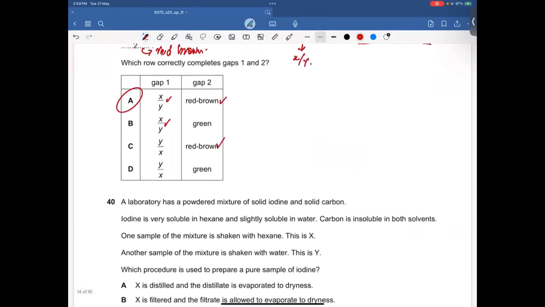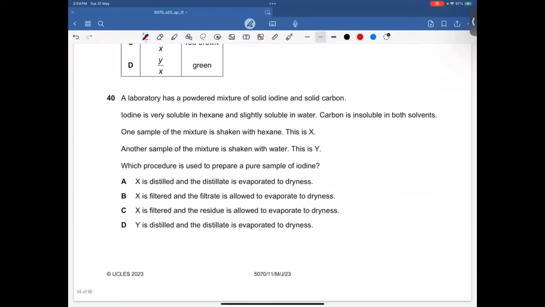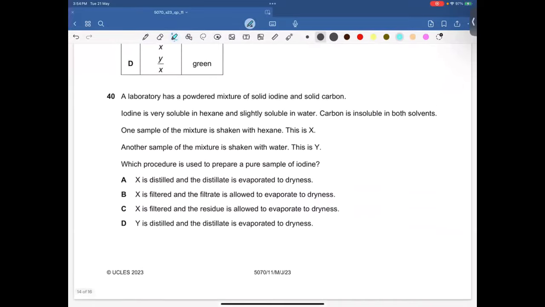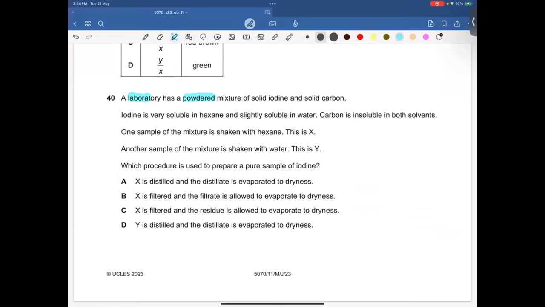All right, question number 40, that is going to be the last question. A laboratory has a powdered mixture of solid iodine and solid carbon. Iodine is very soluble in hexane. That's a very, very important statement. And slightly soluble in water. Carbon is insoluble in both solvents. One sample of the mixture is shaken with hexane. This is X.